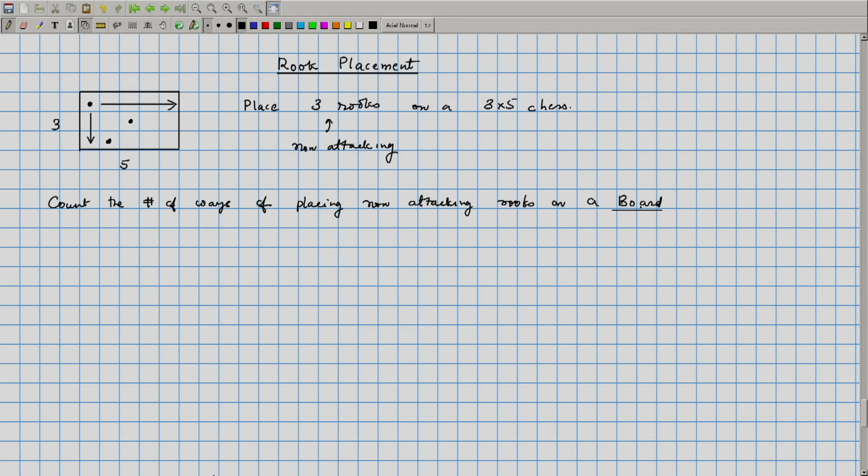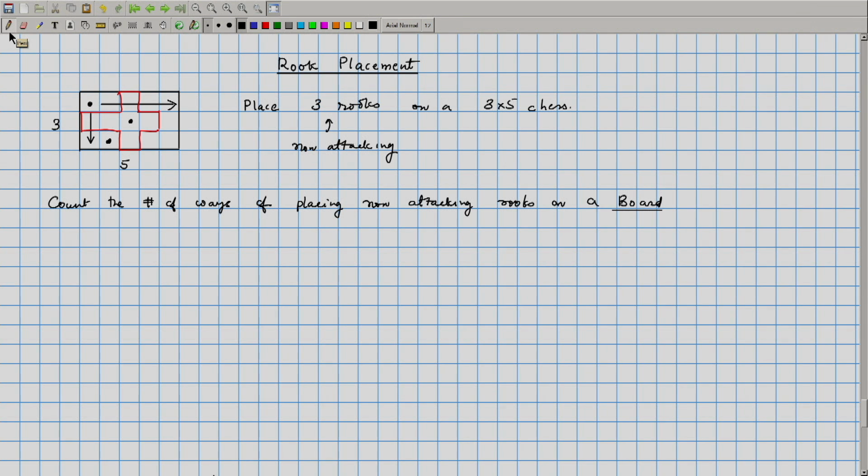Now, what is a board? The simplest board is an n cross m board, which is n rows and m columns, but the board could be much more complicated than that. For example, the red region that we are just marking out is also a board. We could look at the problem of trying to place the rooks just in the positions indicated by that particular board, which consists of the squares indicated.